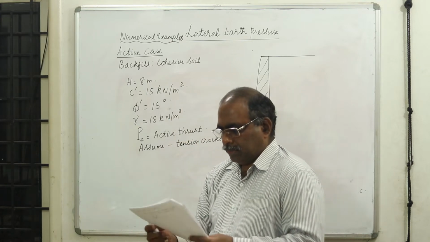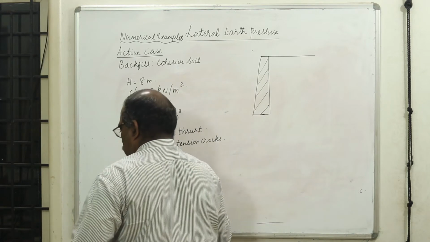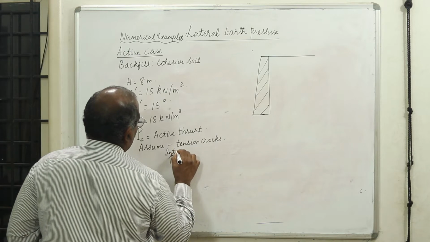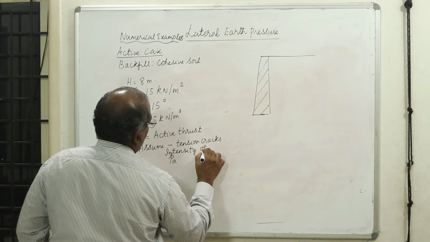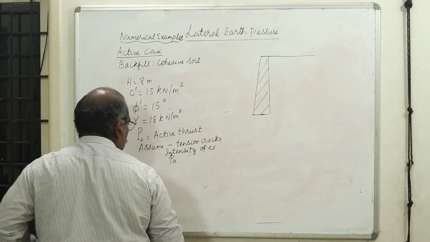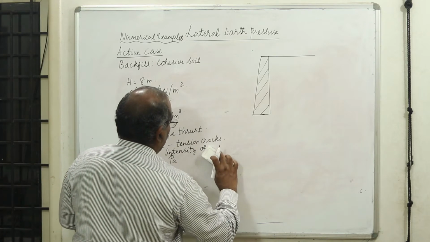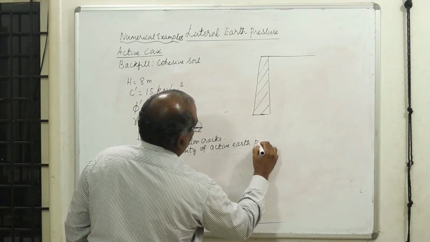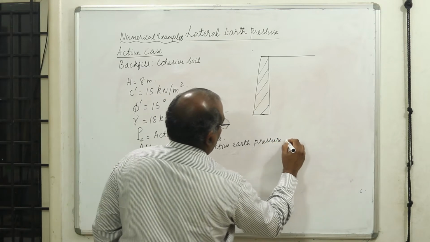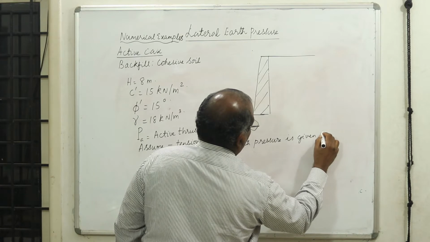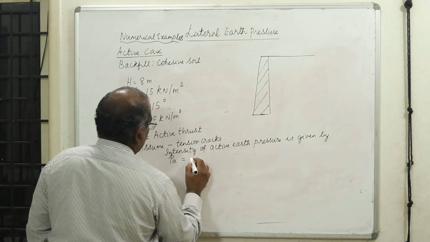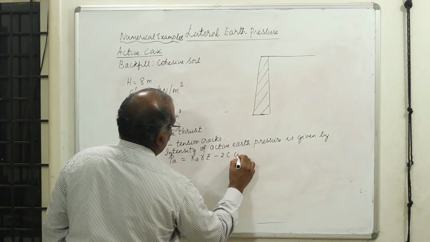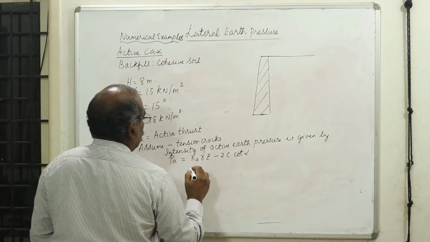Now, how to solve this problem? The intensity of active earth pressure PA is given by PA is equal to Ka gamma Z minus 2C cot alpha. And then start.